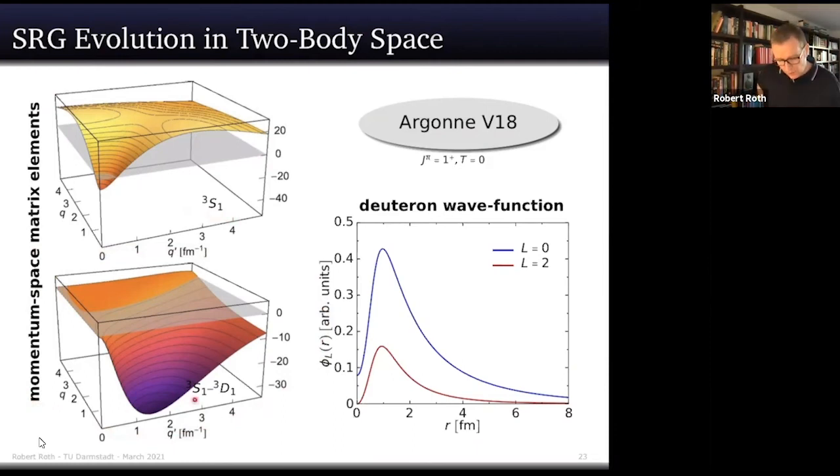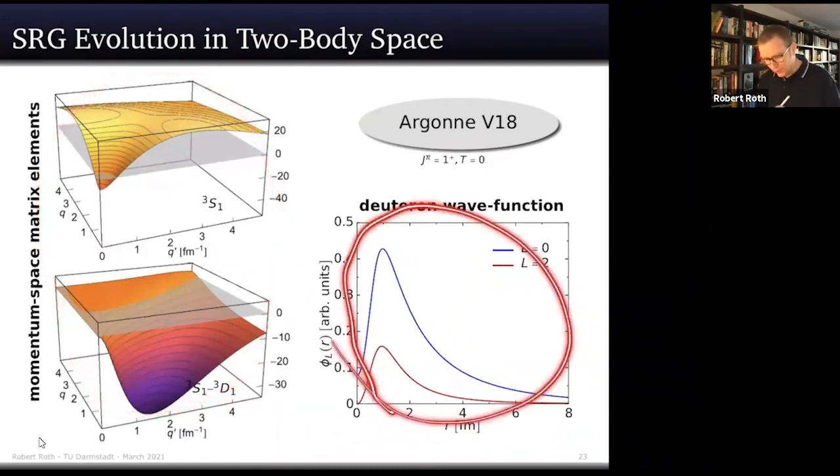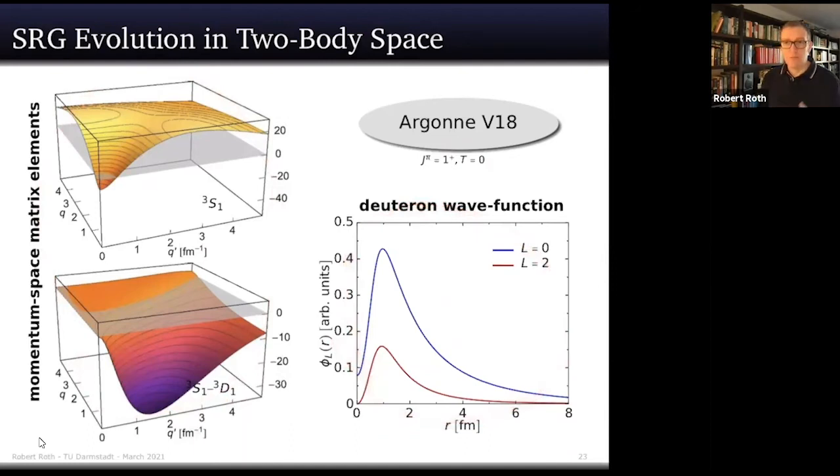And this is the off-diagonal matrix element which couples S and D. That means L = 0 and L = 2. I plotted them in momentum representation with the bra and the ket momentum here. And using these matrix elements, I then solve the Deuteron problem. I show the Deuteron wave functions here. It's the same wave functions that we've looked at before.